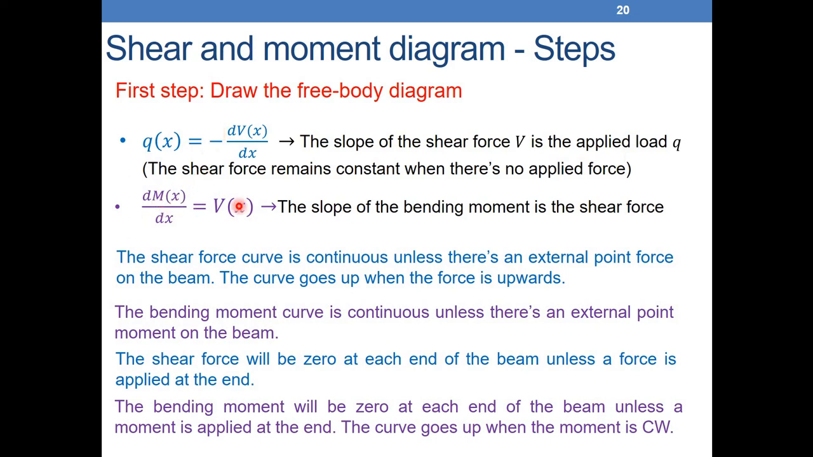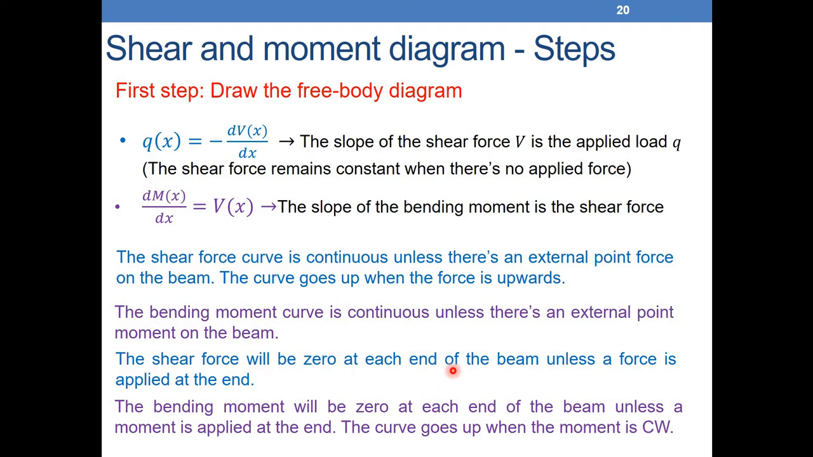And here it's the same. After I found V using q, I can find now M. Now the slope of the bending moment will be the shear force. So let's see what this will mean. The shear force curve will be continuous, unless there's an external point force on the beam. The curve goes up when the force is upwards. The same, the bending moment curve is continuous unless there's an external point moment. We will see all of this in examples now.